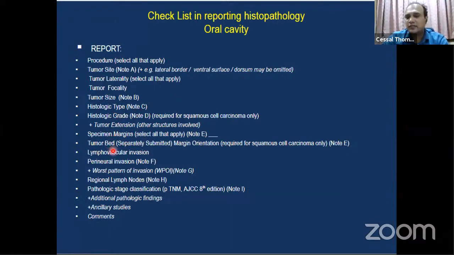Then the lymphovascular invasion, perineural invasion, and worst pattern of invasion, because this is gaining more popularity nowadays, although there is no data to say that it will have an impact in deciding adjuvant treatment as of now, but clinical trials are underway. Then the lymph node involvement: how many nodes are positive? What about the extracapsular extent, and which is the level of lymph node involvement? All of these need proper reporting before deciding on adjuvant treatment.